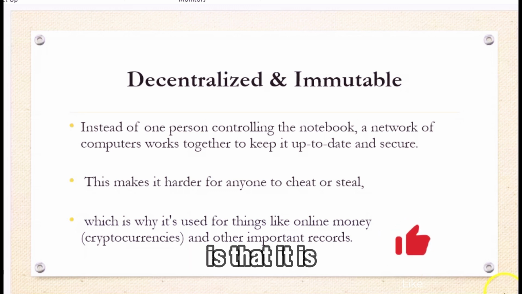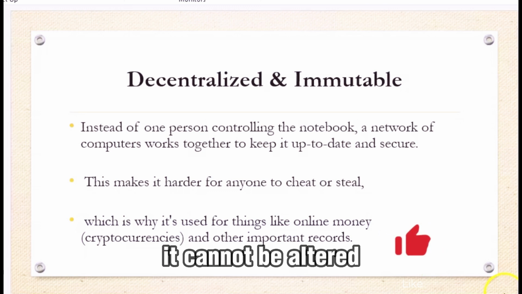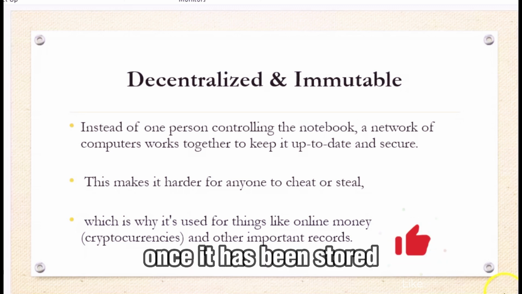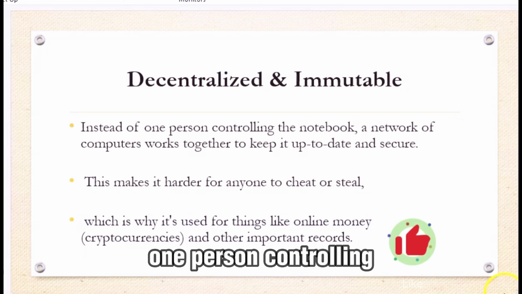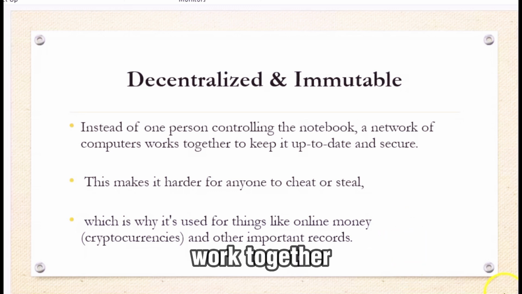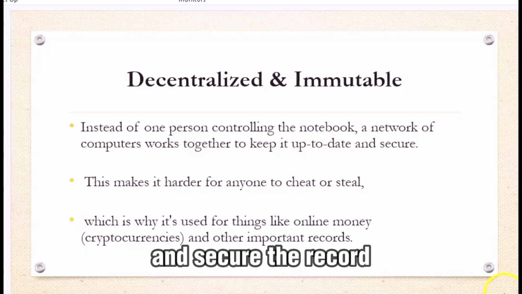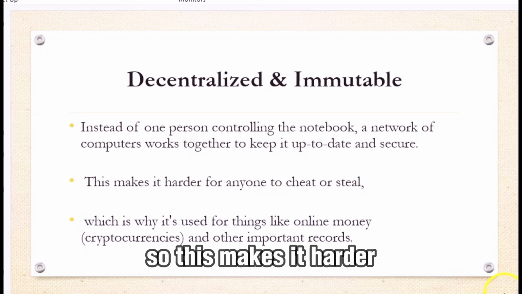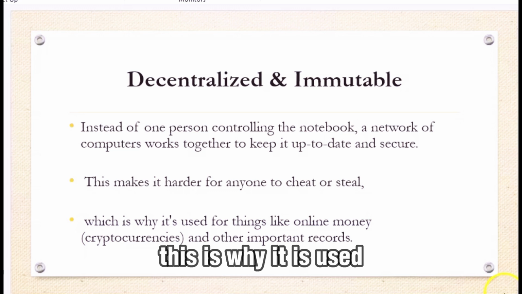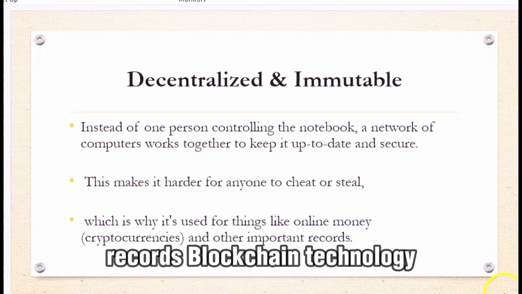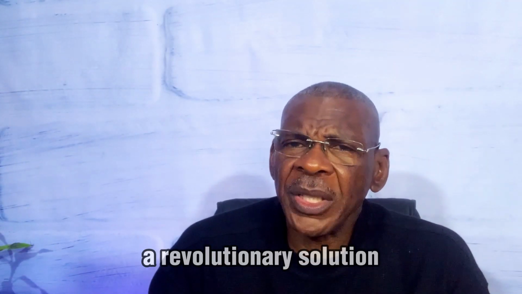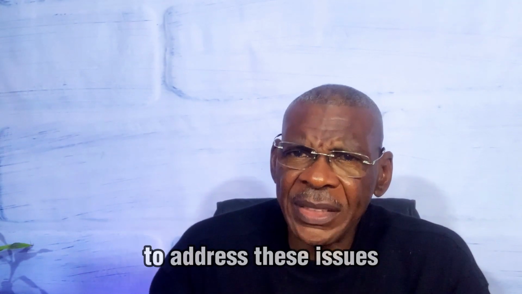And the second thing is that it is immutable. That is, it cannot be altered. Information stored in the blockchain cannot be altered. Once it has been stored and recorded, it cannot be altered. So instead of one person controlling the notebook, computers work together to keep, update, and secure the record. This makes it harder for anyone to cheat or steal. This is why it is used for things like online money, cryptocurrencies, and other important records. Blockchain technology emerged as a revolutionary solution to address these issues.